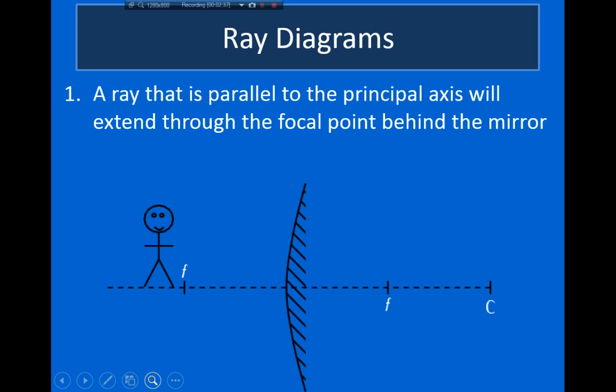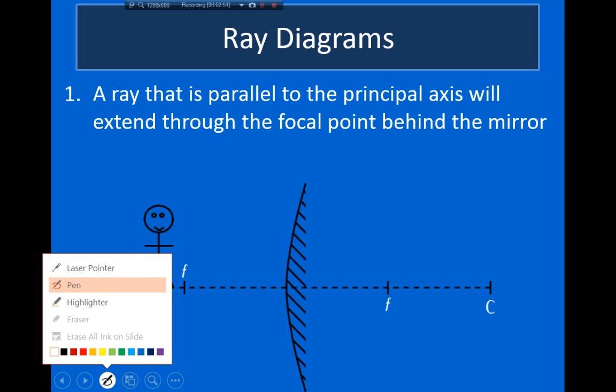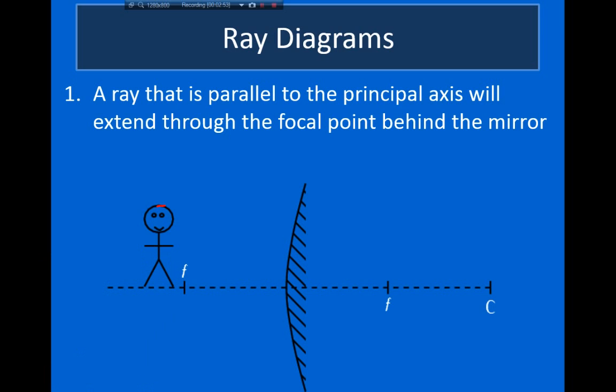So the first one is that a ray that is parallel to the principal axis is going to reflect off this, and if we extrapolate that point back, we'll see that it crosses the principal axis at this focal point here that is behind the mirror. So again, let me try to draw this. We have a ray that's parallel to the principal axis, and when it strikes this, it's going to leave so that if we extrapolate this beam backwards, it would pass through this focal point. So that's our reflected beam right there.